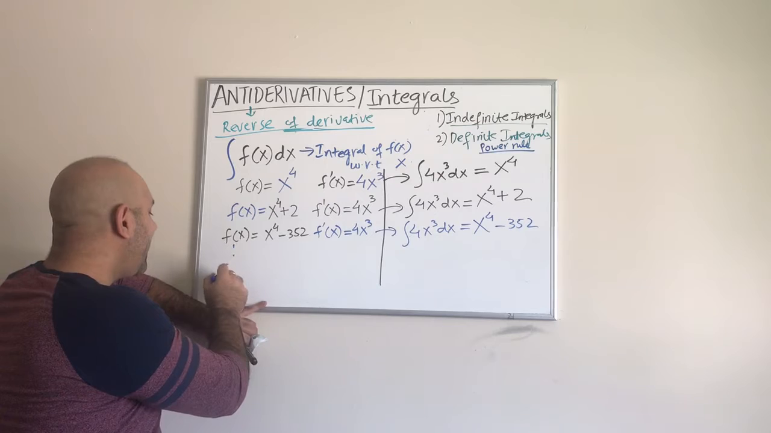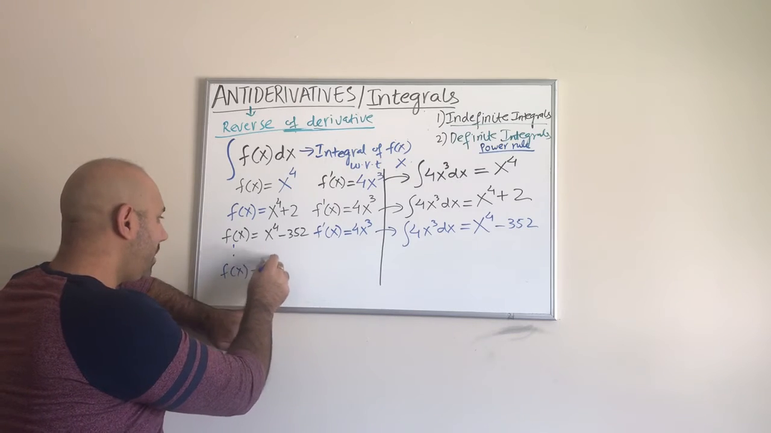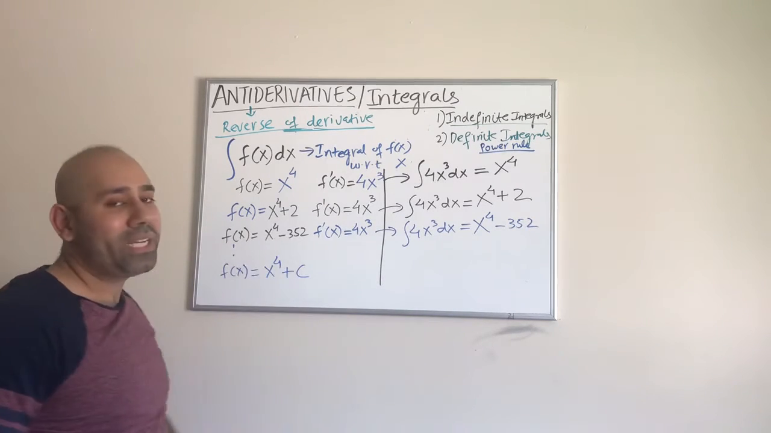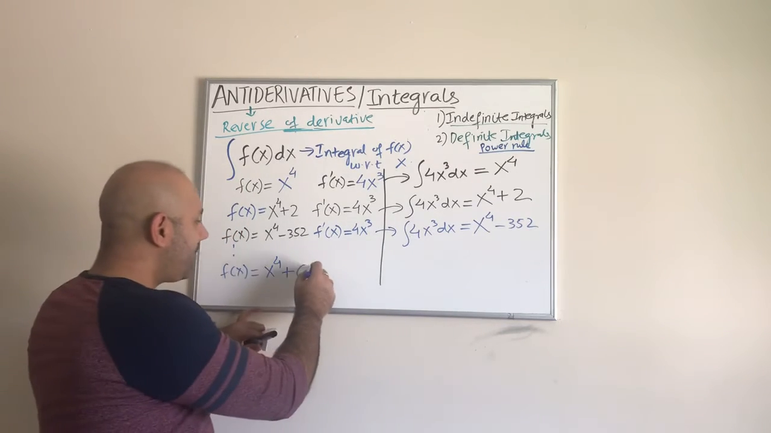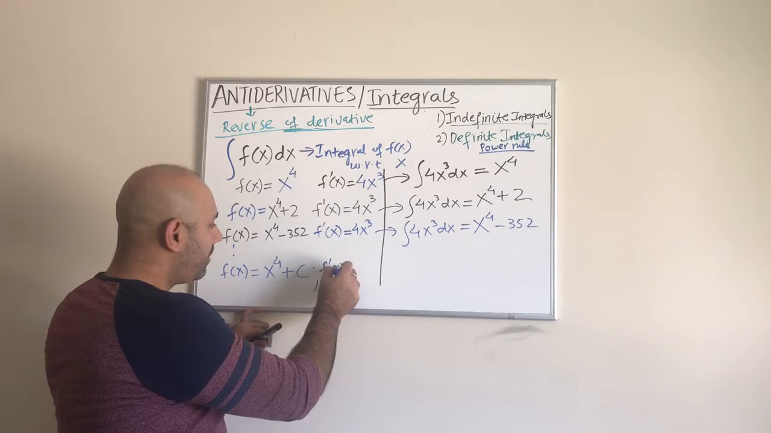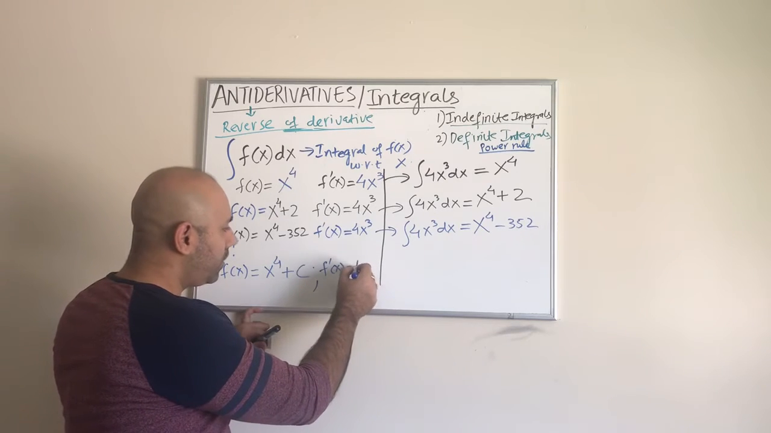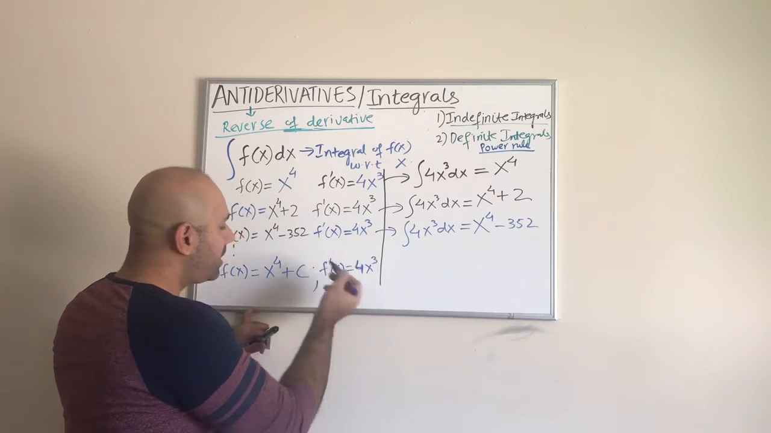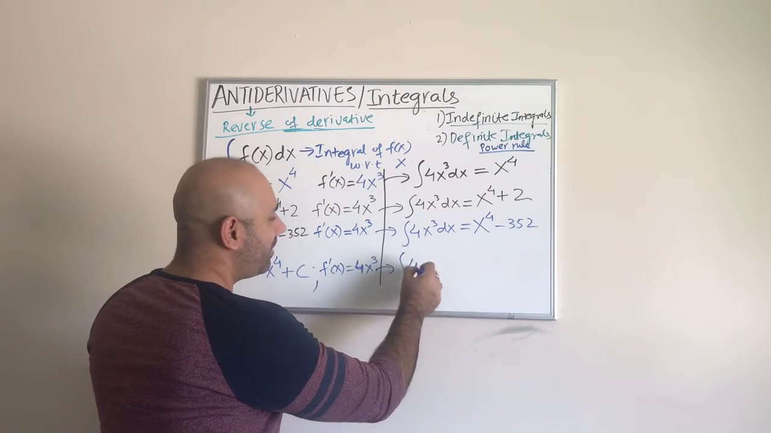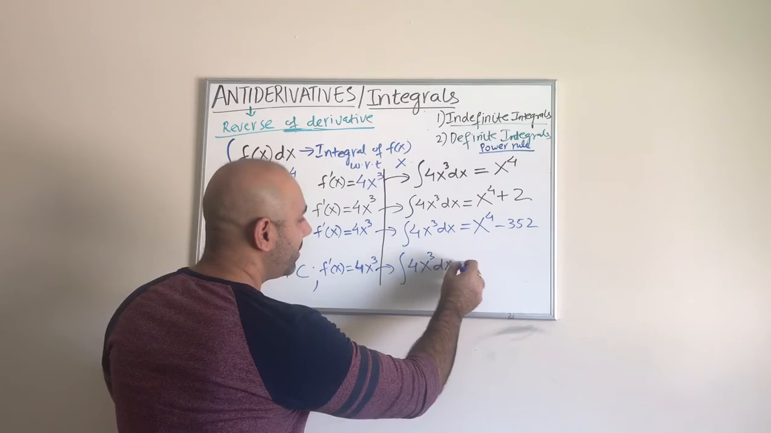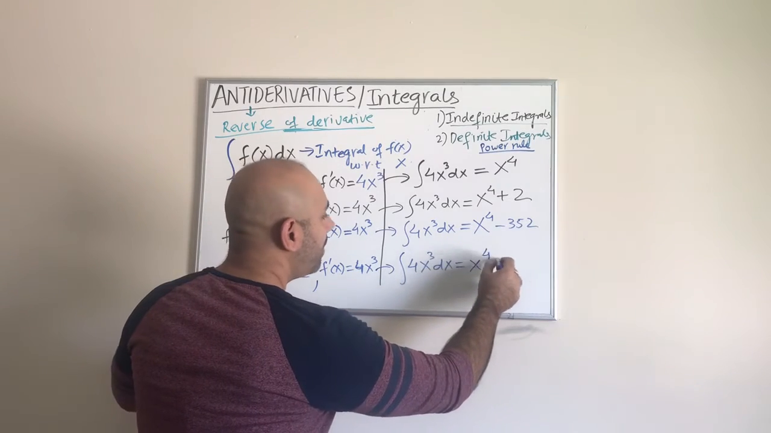So we are getting somewhere here. Guys, let us say I have a function x to the power 4 plus any constant, and that constant could be a positive number or a negative number. Then what would be the derivative of that function? Still 4x cubed, right? The derivative of a constant is 0. So what can I deduce in terms of the antiderivative or the integral? It is still going to be x to the power 4 plus a constant.